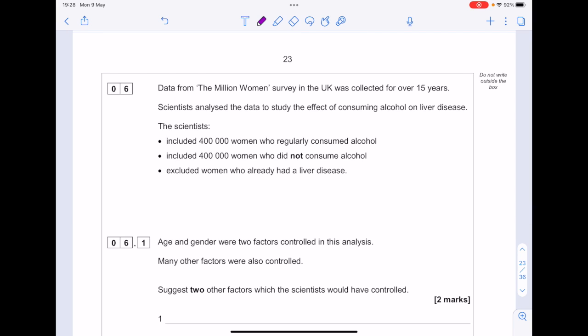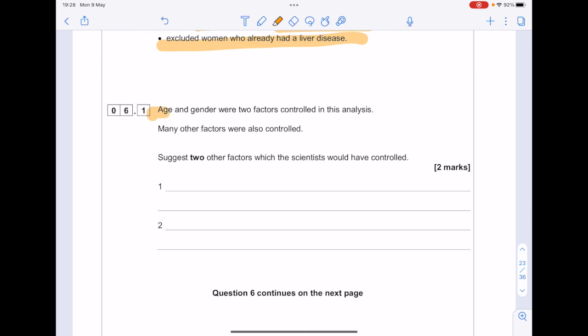Question 6. Data from the Million Women Survey in the UK was collected over 15 years. Scientists analysed the data to study the effect of consuming alcohol on liver disease. They included 400,000 women who regularly consumed alcohol. They included 400,000 women who did not consume alcohol, and they excluded women who already had liver disease. Age and gender were controlled. Many other factors were also controlled. Suggest 2 other factors which the scientists would have controlled.